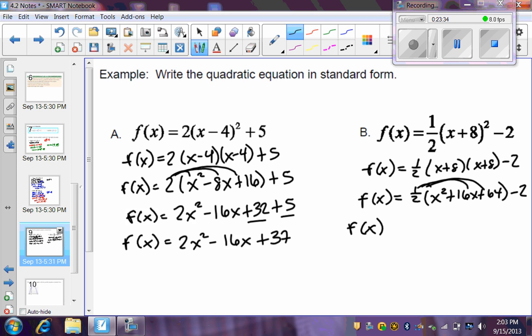So that gives me f of x equals 1/2 x squared plus 8x plus 32 minus 2. And so our final answer would be f of x equals 1/2 x squared plus 8x plus 30.